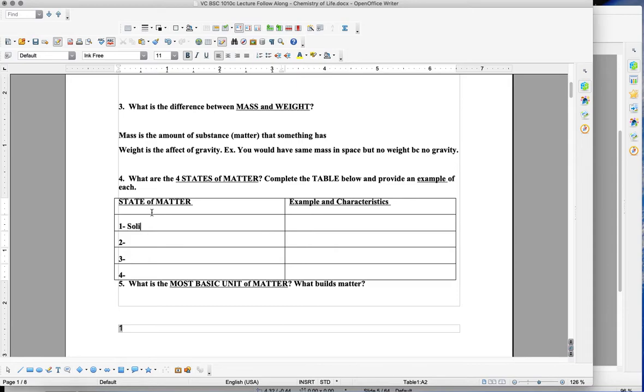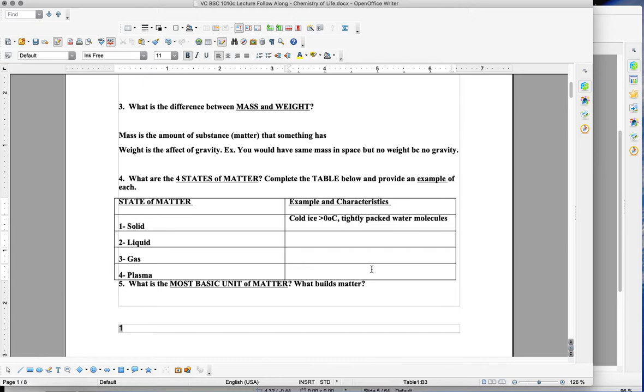So we've got solid, liquid, gas, and plasma. An example and characteristic, we'll say cold, ice, we'll say below 0 degrees Celsius, tightly packed. Tightly packed water molecules.